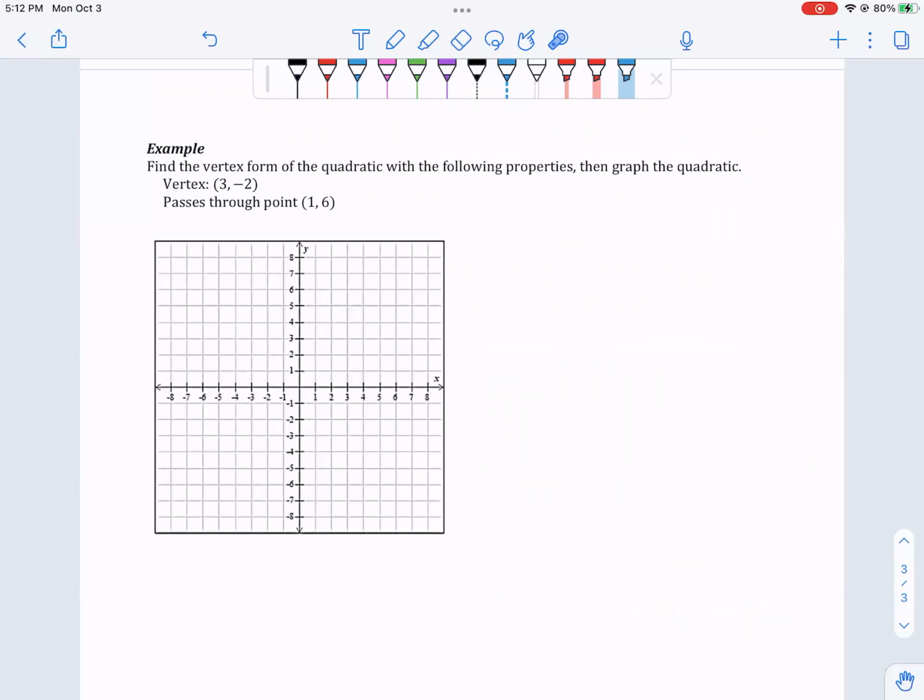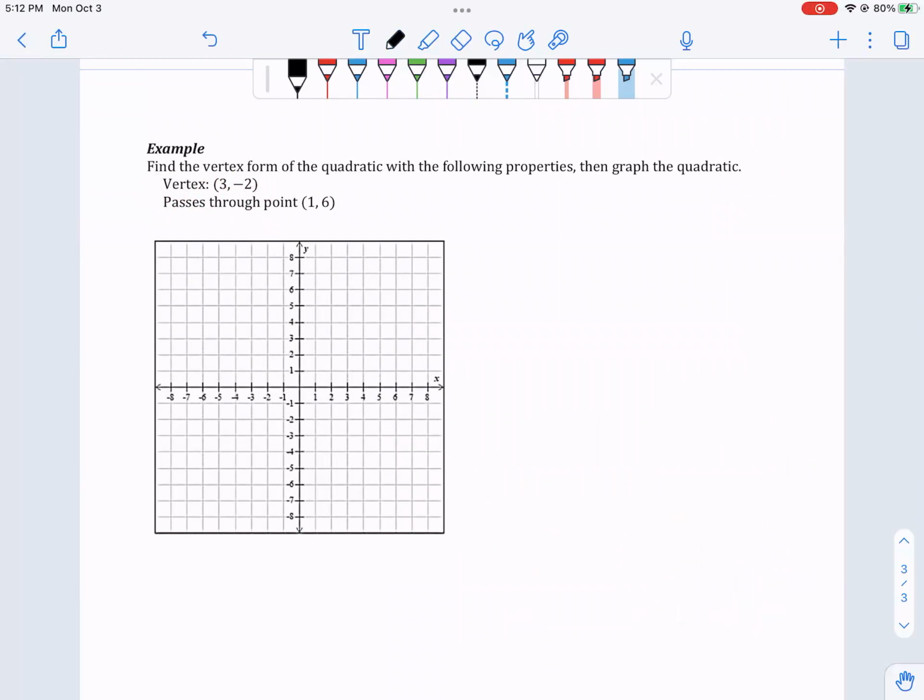All right. One more problem. A little bit of problem solving here. Find the vertex form of the quadratic with the following properties, then graph the quadratic. So we have a vertex and we have a point that it passes through.